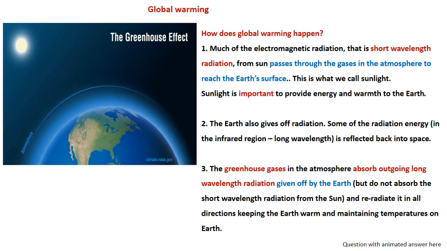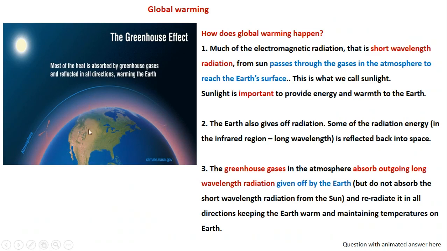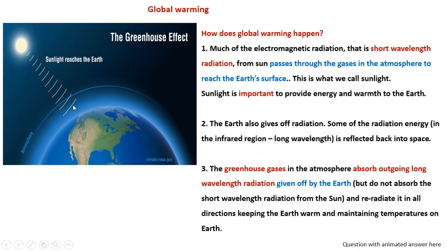Now, I want us to go back and have a look at this animation that I've put on the left-hand side. First of all, you can see the sunlight reaching the Earth. Again, it's going through the atmosphere. The light blue area, which is just around the Earth, is what we refer to as our atmosphere, and that is where the greenhouse gases are.